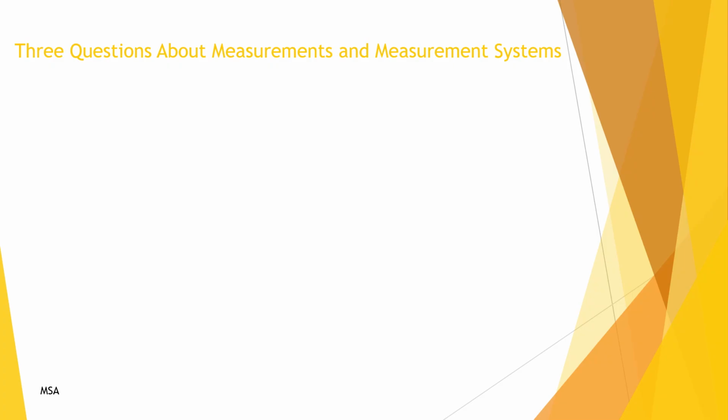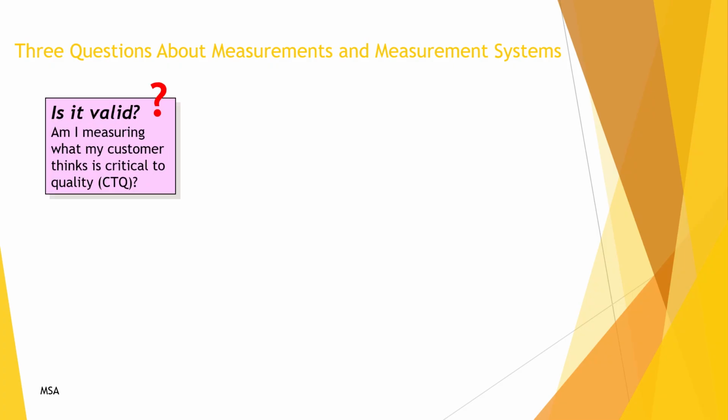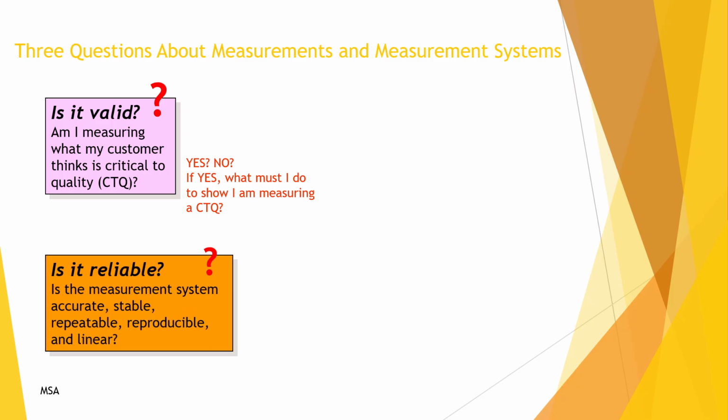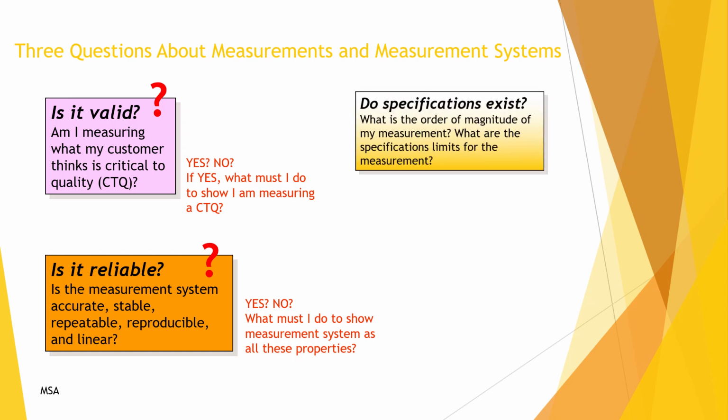Three questions about measurements and measurement systems. Is it valid? Am I measuring what my customer thinks is critical to quality, CTQ? Yes or no? If yes, what must I do to show I'm measuring a CTQ? Is it reliable? Is the measurement system accurate, stable, repeatable, reproducible, and linear? Yes or no? What must I do to show the measurement system has all these properties?